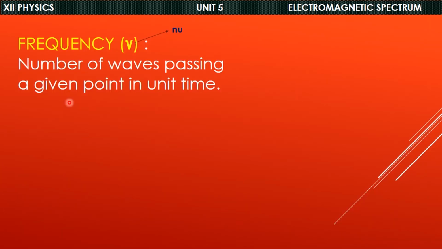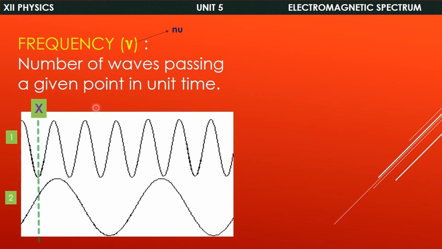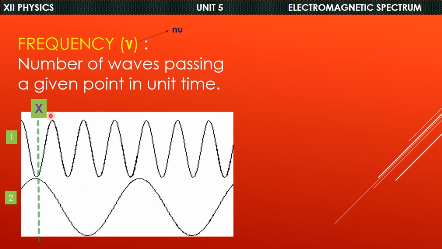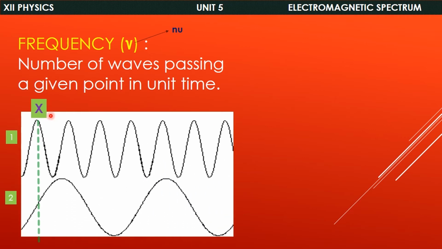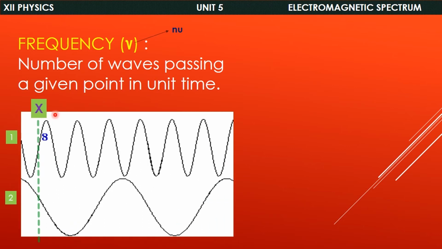Now, let us know about the frequency of a wave. The frequency is denoted by the symbol nu. The number of waves passing a given point in unit time is called the frequency of a wave. In this picture, there are two waves crossing the given point x in unit time. Let us take the unit time as 1 second.